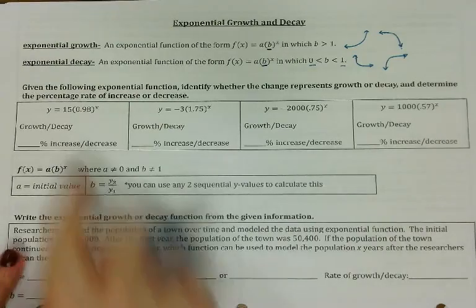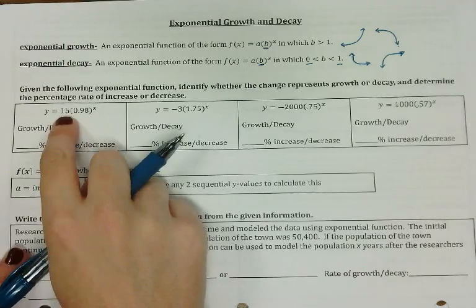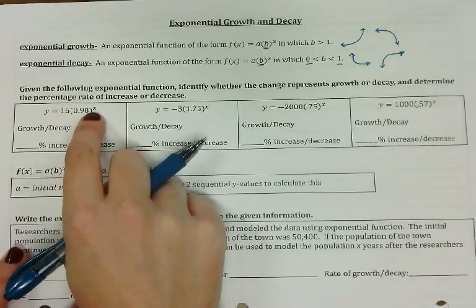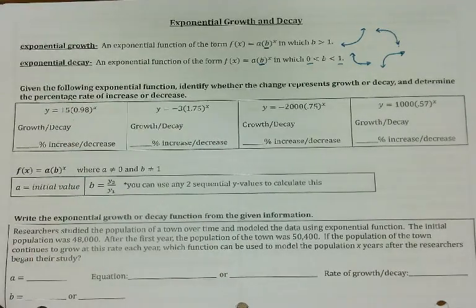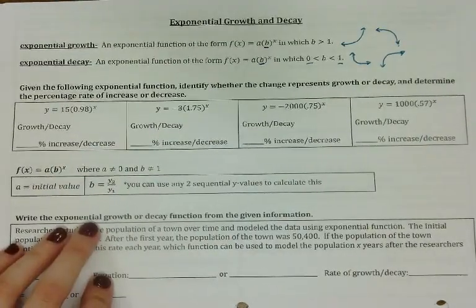So here we are. We're on page 4. So guys, we look at this. We say y is equal to 15 times 0.98 to the x power. So Tessa, is this considered growth or decay? Okay. Why would it be growth? What is giving you the thing? What's making you look at it and think growth?